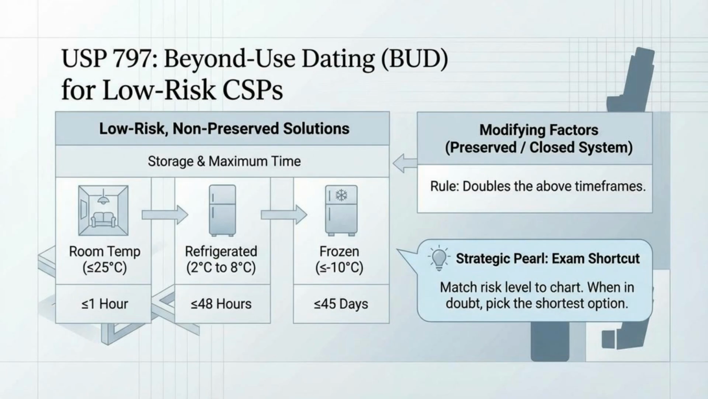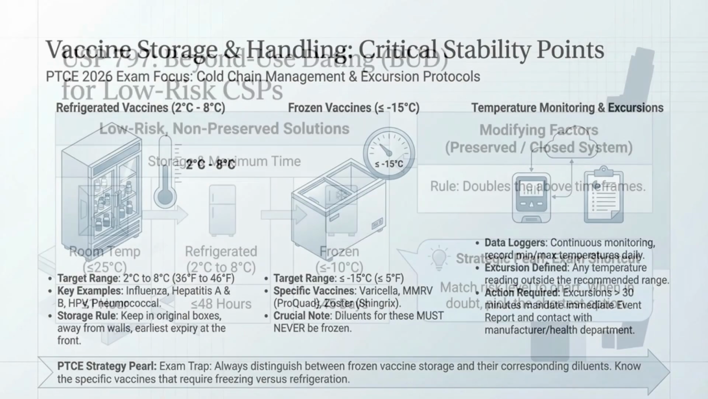USP 797 defines beyond use dating for low-risk compounded sterile products, CSPs. Non-preserved solutions allow 1 hour at room temperature, 48 hours refrigerated, or 45 days frozen. Preserved or closed systems double these timeframes.